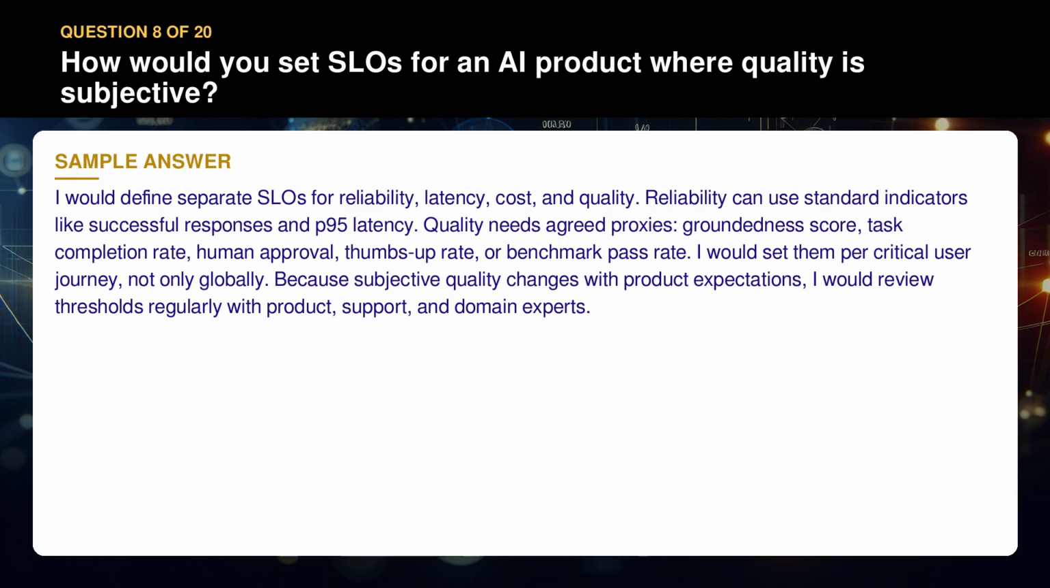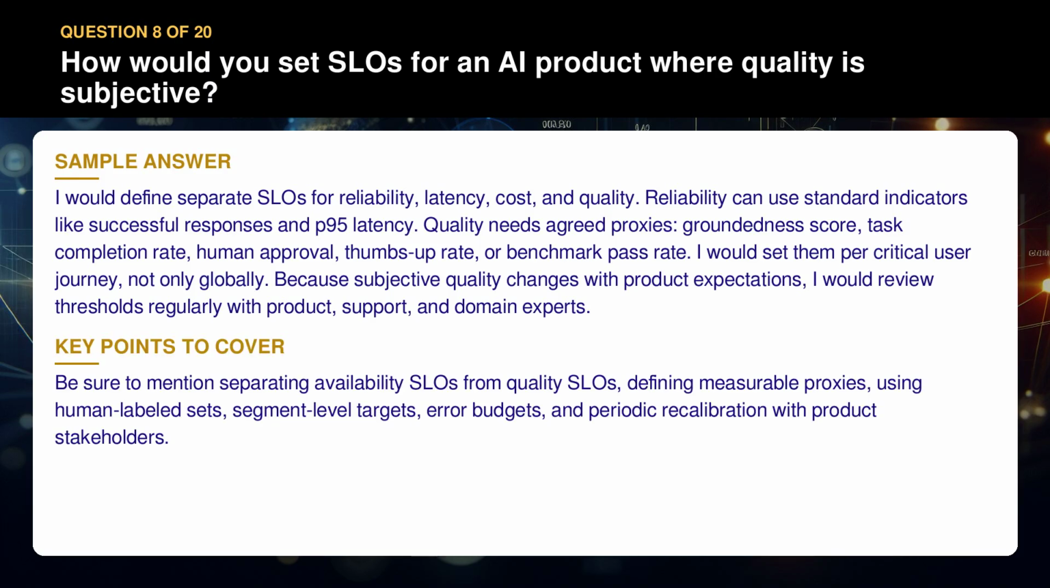Quality needs agreed proxies, groundedness score, task completion rate, human approval, thumbs up rate, or benchmark pass rate. I would set them per critical user journey, not only globally. Because subjective quality changes with product expectations, I would review thresholds regularly with product, support, and domain experts.